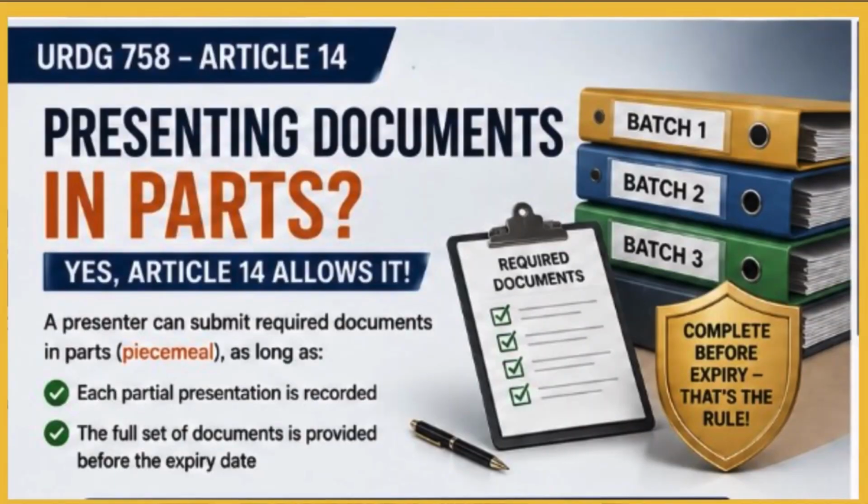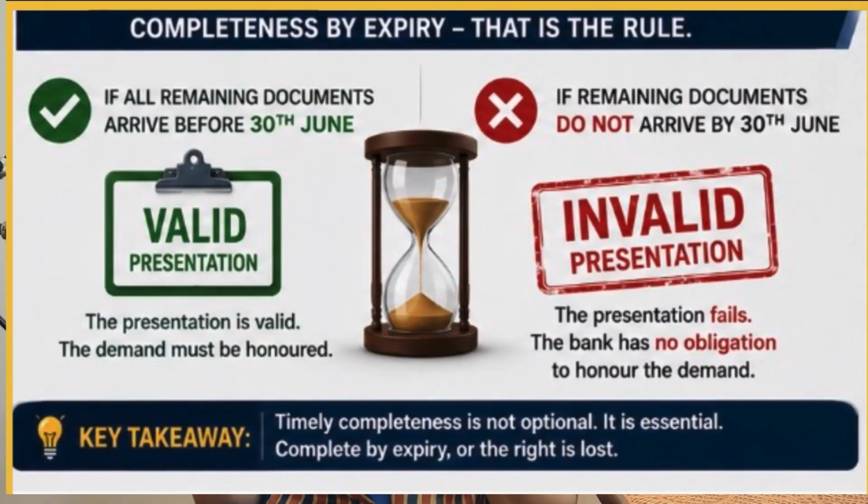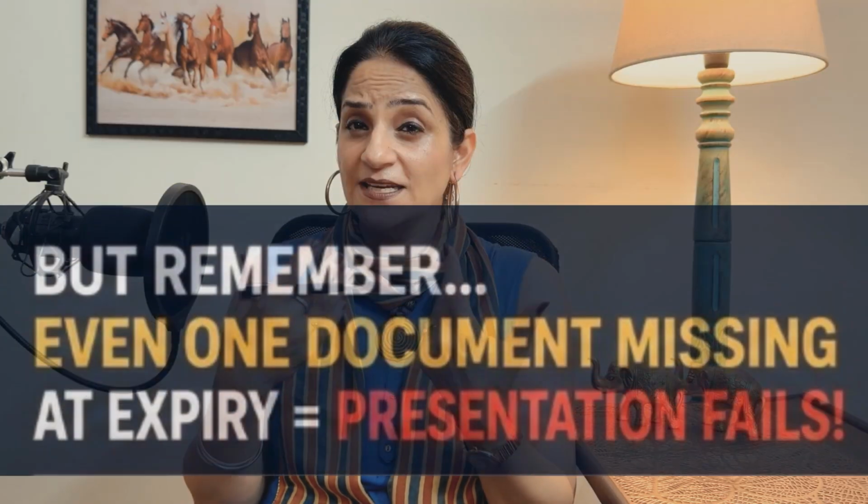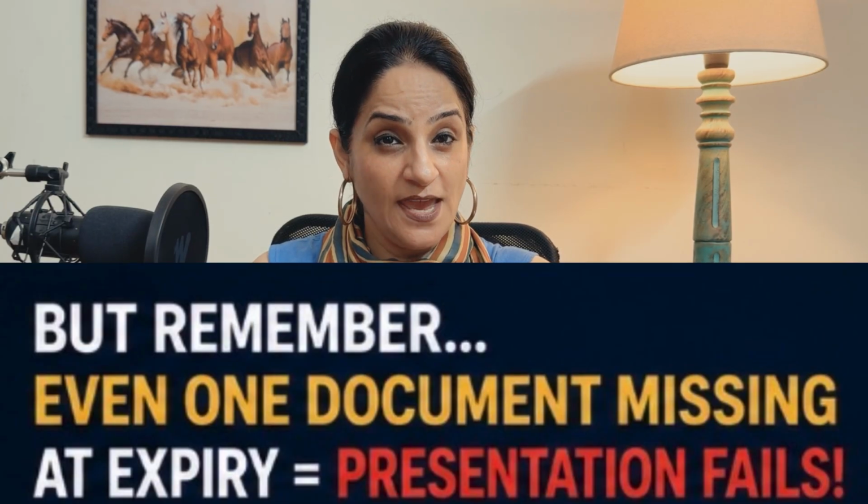What about presenting documents in parts? Piecemeal presentations? Article 14 allows this too. A presenter can submit required documents in parts as long as they record each partial presentation and the full set of documents is provided before expiry. So the UAE authority could submit batch 1 documents on the 15th of June, batch 2 documents on the 20th and batch 3 on the 28th, as long as all batches are received by the 30th of June. But if one document is missing, my dear friends, when the expiry date arrives, the entire presentation fails.